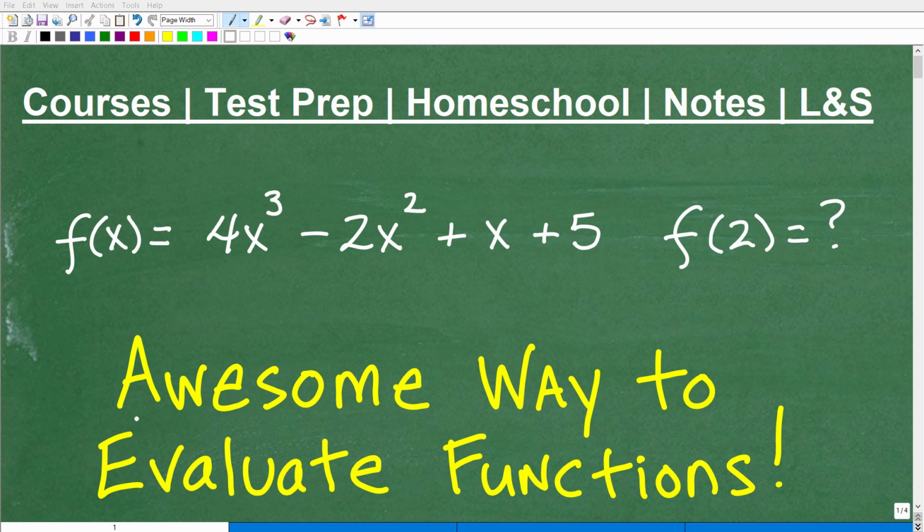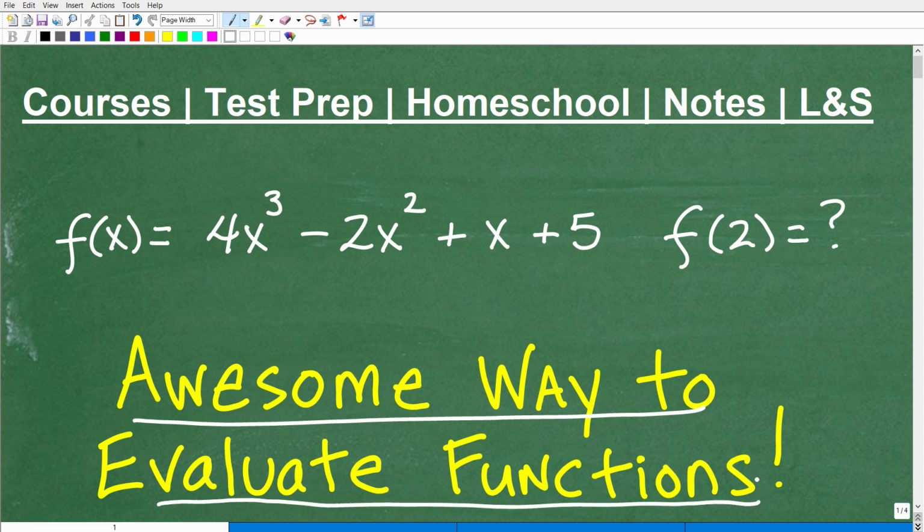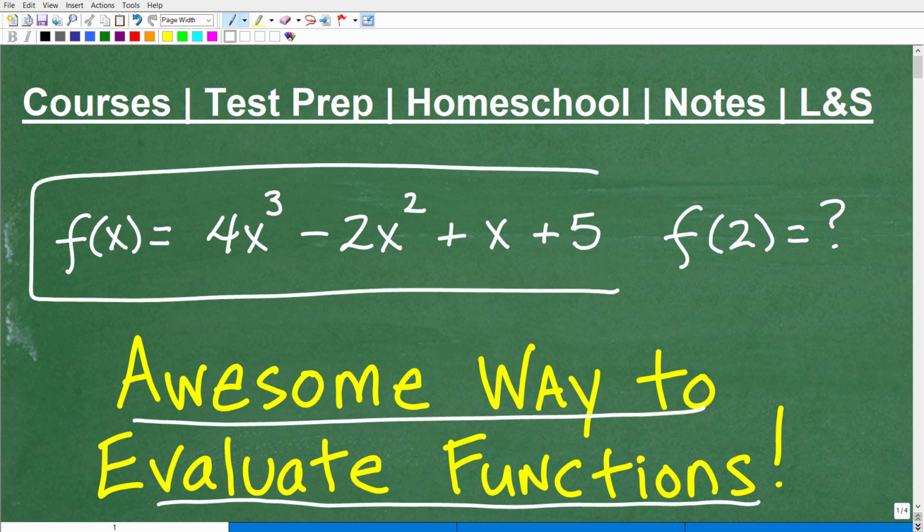Okay, let's talk about an awesome way to evaluate functions. Now, hopefully, you're pretty familiar with the concept of functions and evaluating functions. You should be if you're at the, let's say, pre-algebra level or beyond, certainly the Algebra 1 level, first year algebra course. But let's just talk about what it means to evaluate a function, just in case you forgot.